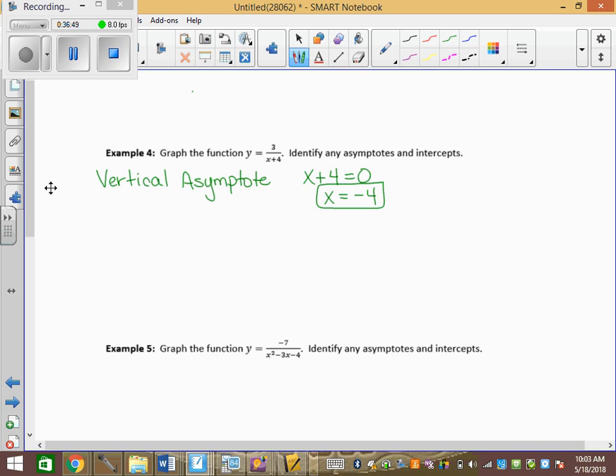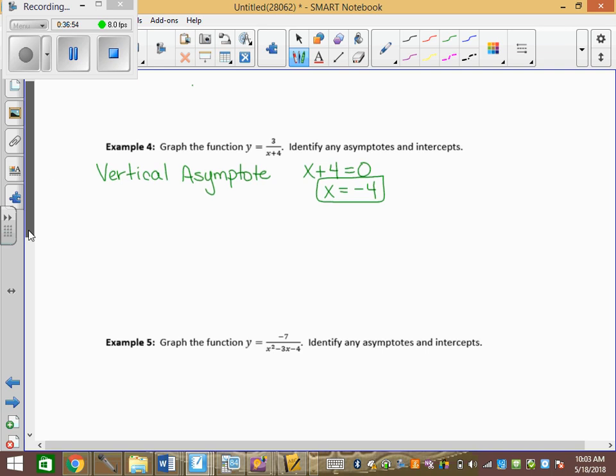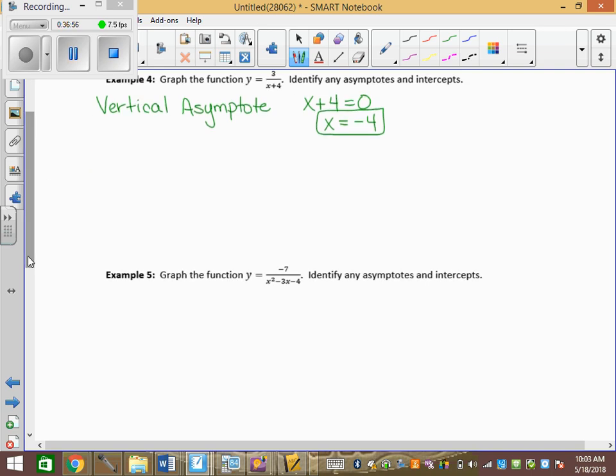Example 5 for the vertical asymptote. It looks way harder, but it's really not. All we have to be able to do is do what to the bottom? Factor. So we have y equals -7 over x squared minus 3x minus 4. What multiplies to be -4 and adds to be -3? And I can go right to brackets because there's a 1 in front of the x squared. X minus 4, x plus 1.